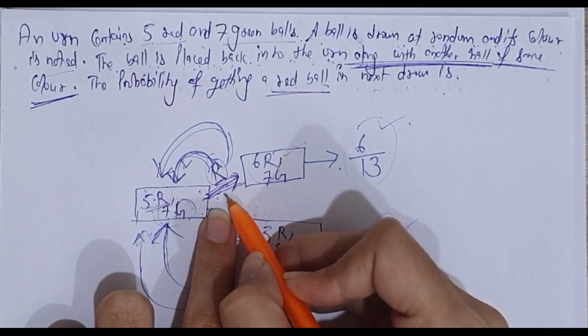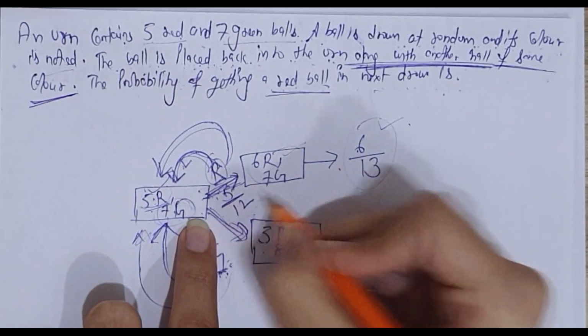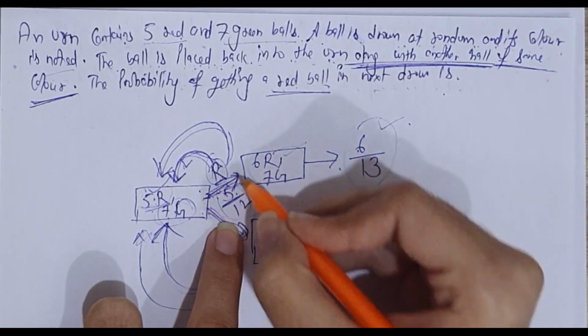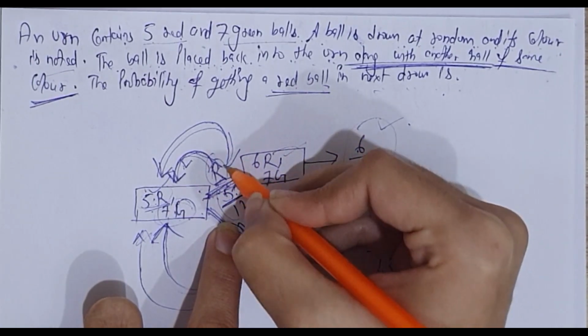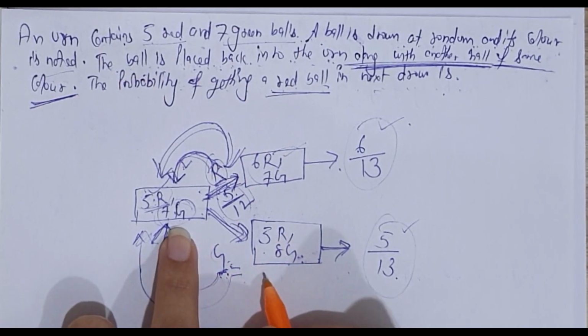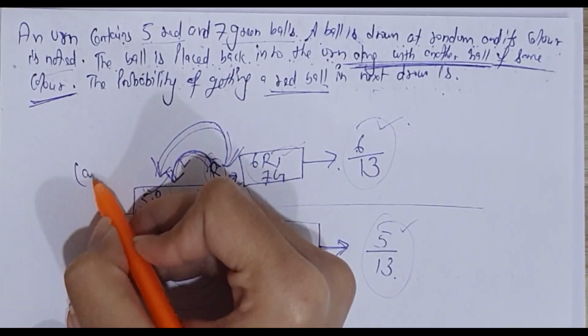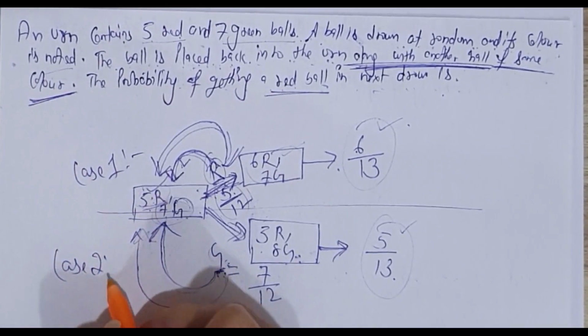Now we have to find the probability. In the first case, the probability that we draw the red color is 5 by 12. This 5 by 12 is the probability that we draw a red ball in the first draw. Then the probability that we draw a green ball in the first draw is 7 by 12. So this is case number 1 and this is case number 2.